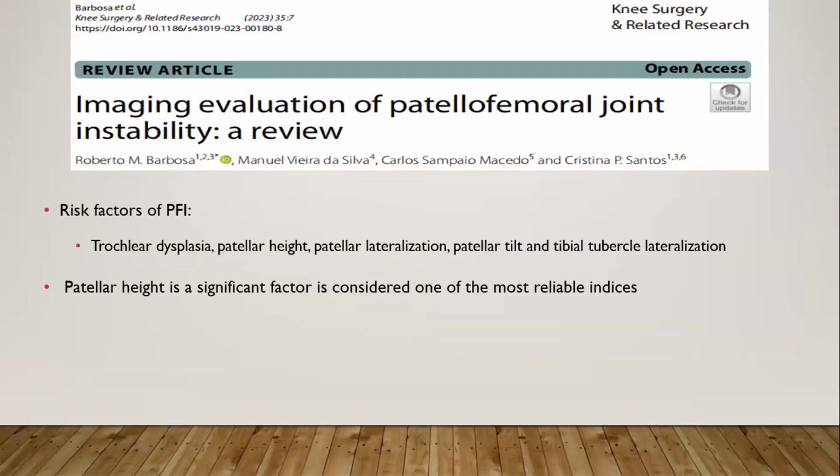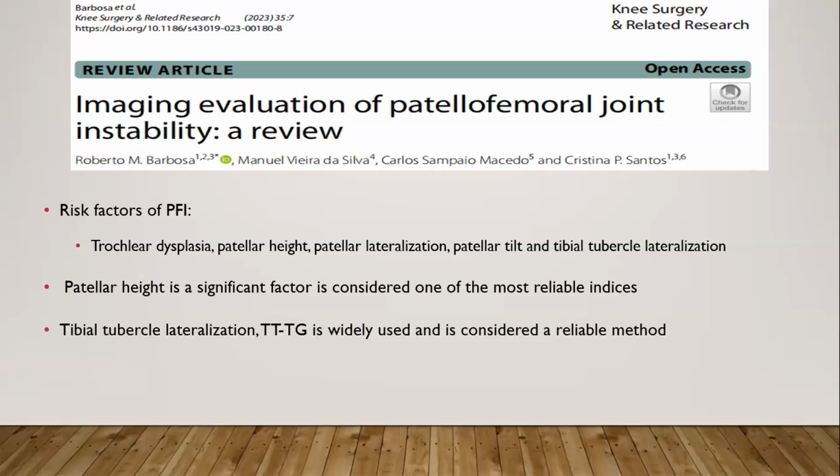So the risk factors for patellofemoral instability are considered to be trochlear dysplasia, patellar height, patellar lateralization, patellar tilt, and tibial tubercle lateralization. Patellar height is a significant factor and considered to be one of the most reliable indices. Tibial tubercle lateralization, that is TTTG, is widely used and considered to be a reliable method.